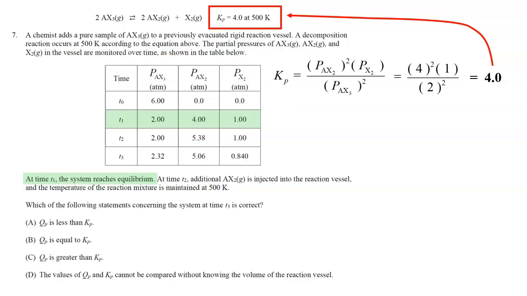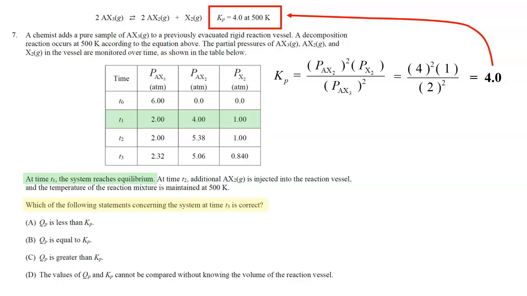Let's go on and consider what happens now. It says, at time T2, additional AX2 is injected into the reaction vessel, and the temperature of the reaction mixture is maintained at 500 Kelvin. Which of the following statements concerning the system at time T3 is correct?